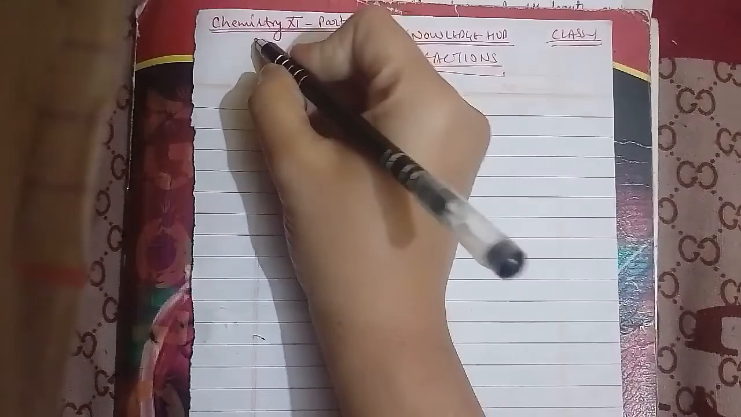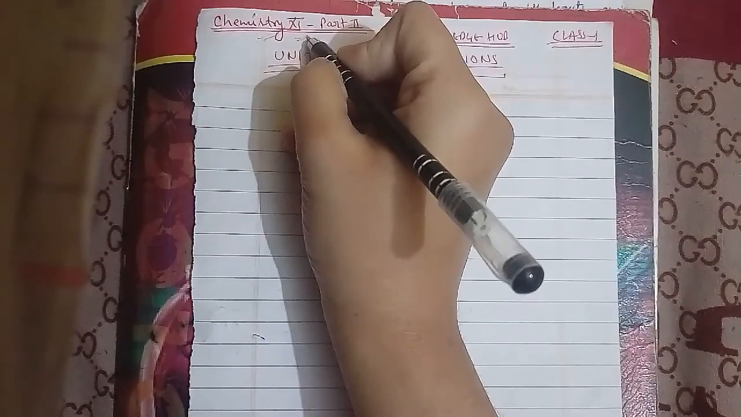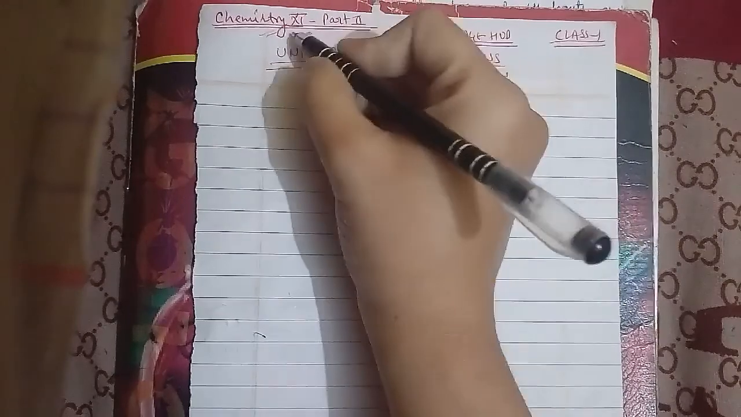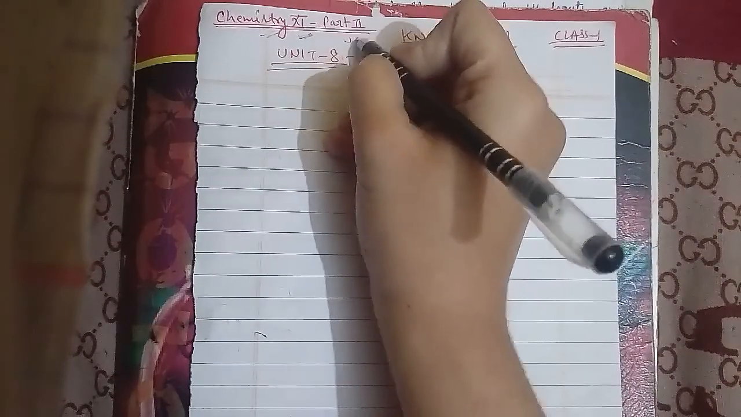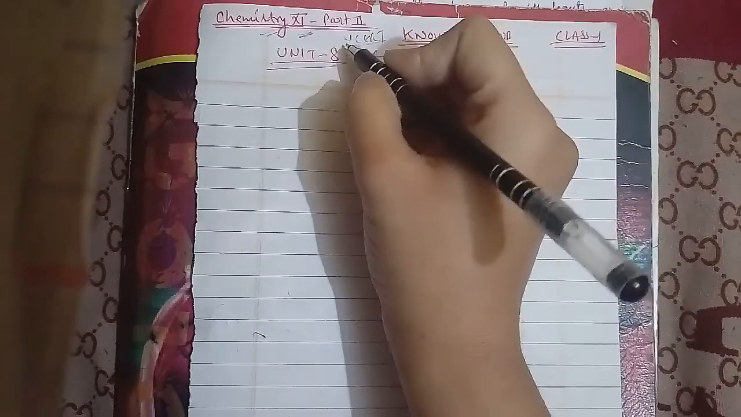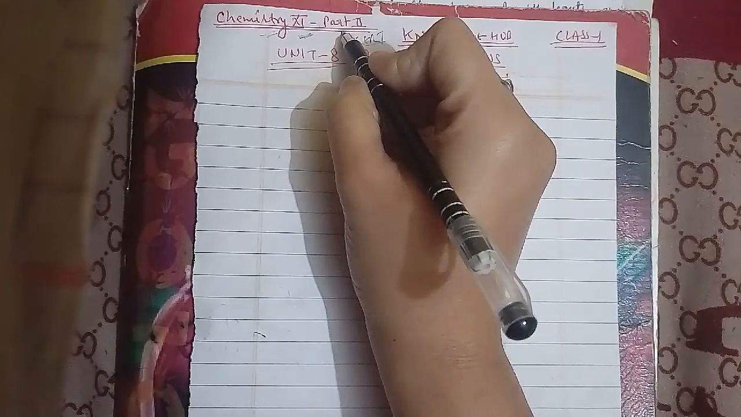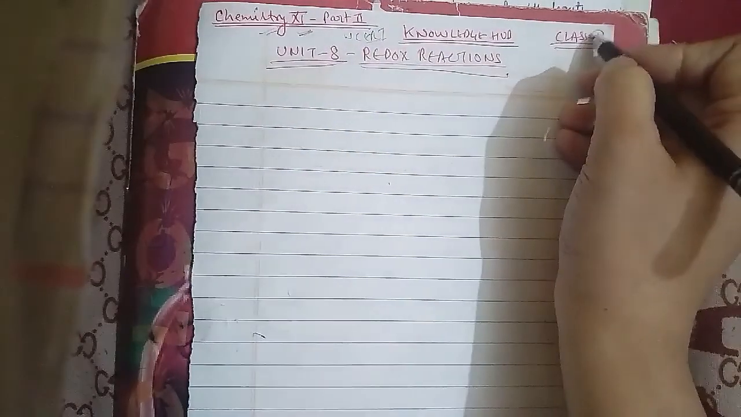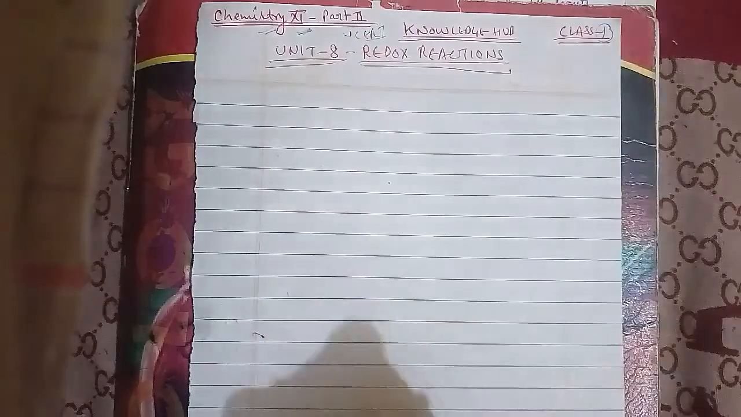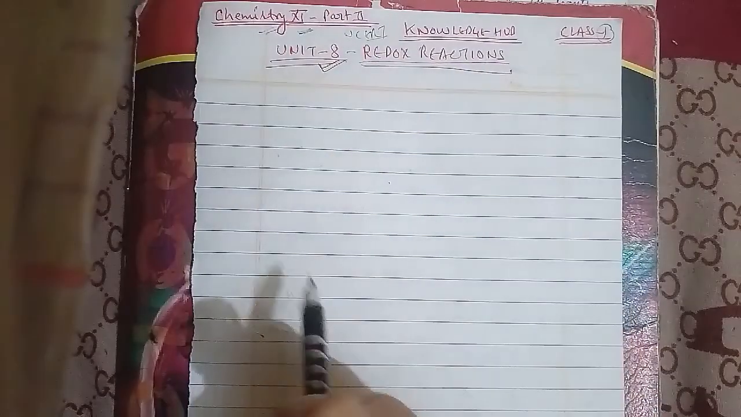Today we're going to start with chemistry for class 11th. As you know, we had done part 1 of NCERT in the last classes, which you can see from the playlist. That has been for part 2. We are starting today's class, which is class 1 of part 2, and we have to start discussing unit 8, because unit 7 we had done in the last class.